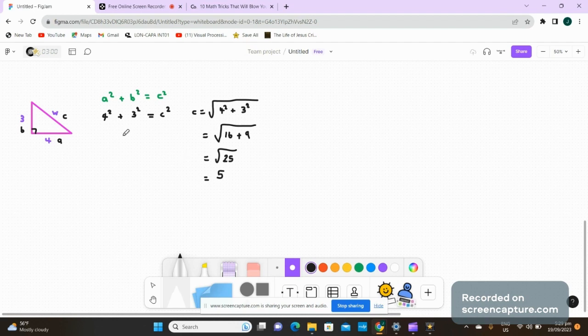The other way, you can simply do the part inside the square root first. We know that's 16, and we know that's 9, so we have 25 if we add those together. 25 equals c squared. And then you can just square root it from there. So c is equal to the square root of 25, and that's equal to 5.